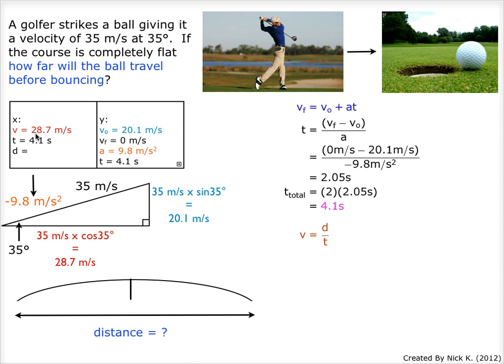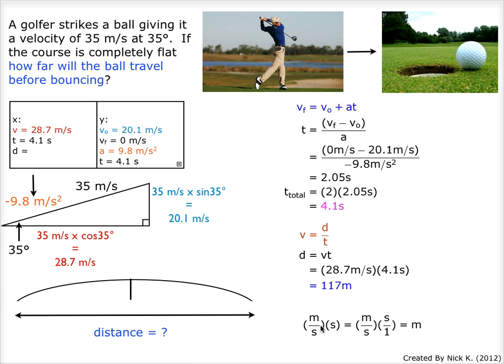Now that we have the time, we can figure out the distance in the x component. Velocity equals distance over time, modified to equal distance equals velocity times time, and it will give us 28.7 meters per second times 4.1 seconds, which will give us 117 meters.